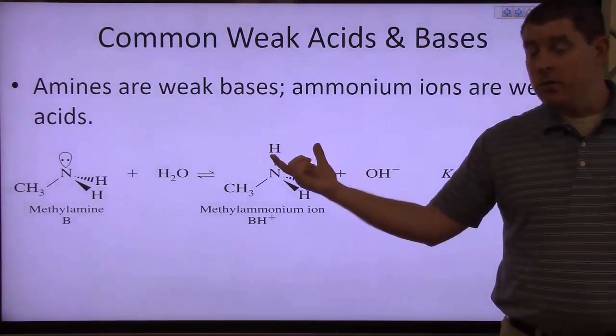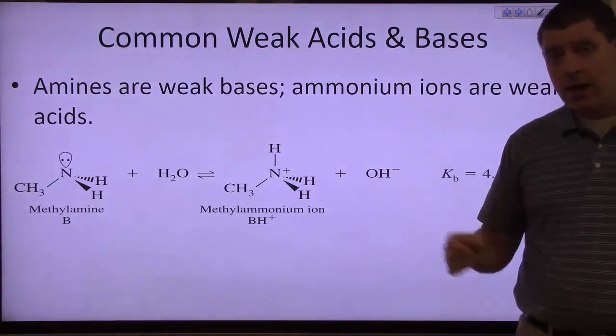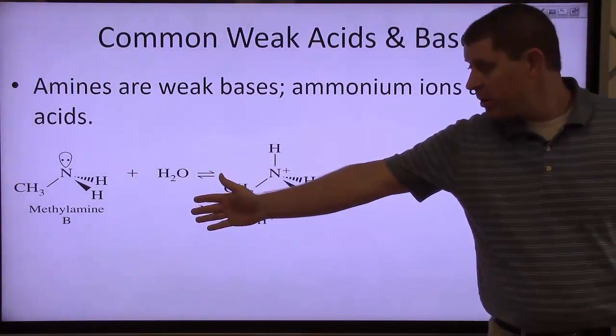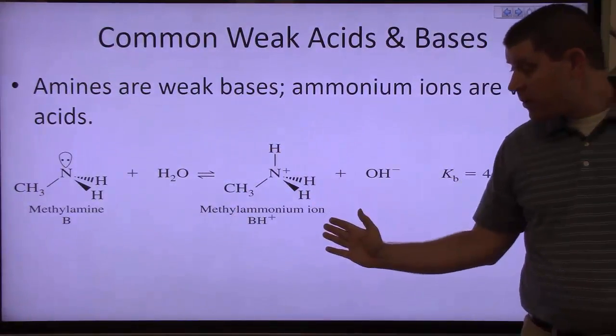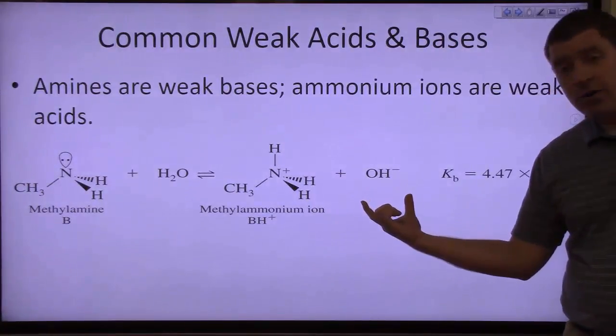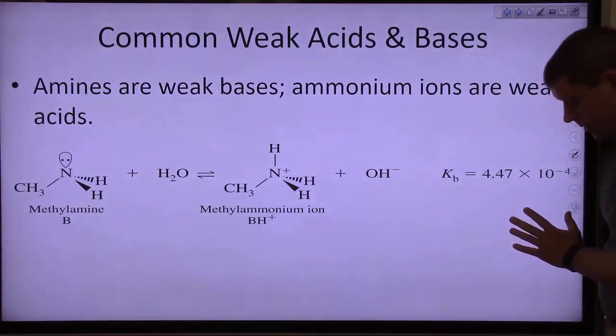Now, amines are weak bases. That is, ammonium ions are weak acids. So if we have something like methylamine, which we'll symbolize with a B, and we add water to it, we get methylammonium ion, symbolized as BH+, and we get hydroxide ion. The Kb there is equal to 4.47 times 10 to the minus 4.